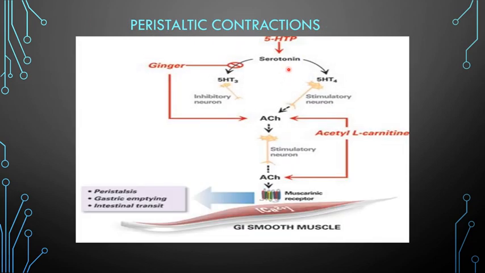So this picture shows the release of serotonin in response to local stretch, which in turn helps in releasing ACh, which is a stimulatory neurotransmitter. So it will cause the muscarinic receptors to get activated and the smooth muscle will contract. The other transmitters, which are NO, nitric oxide, and VIP, will cause relaxation, receptive relaxation.